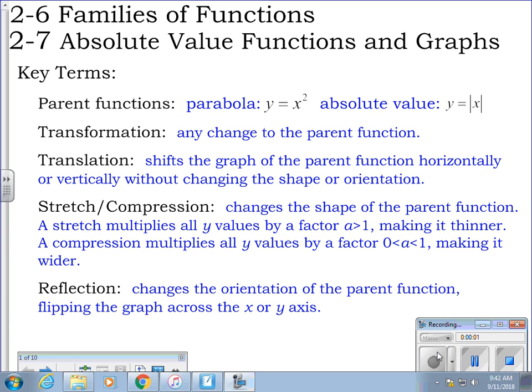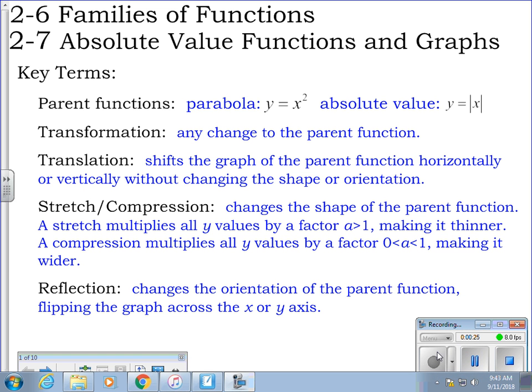Today's about families of functions, absolute value functions from the graph, and graphing parabolas. But what we're really doing today is talking about shifts and transformations. We're going to do things a little bit differently with our notes. We're going to do a little bit by hand, but then you're going to grab your Chromebooks, and you're going to be doing a lot of graphing.